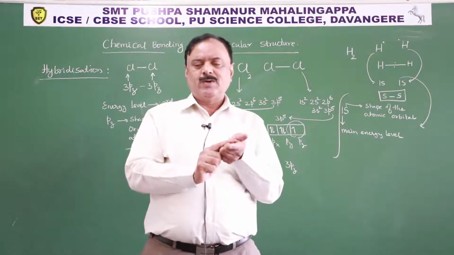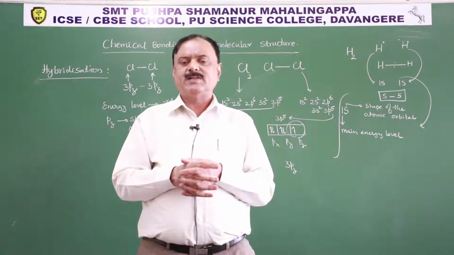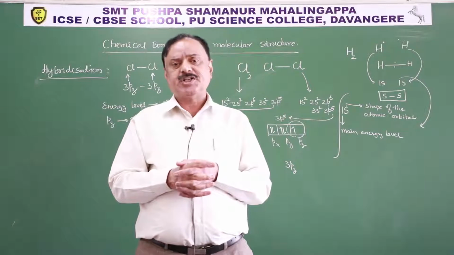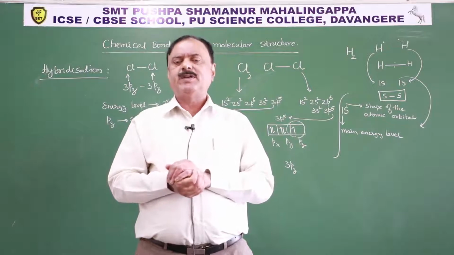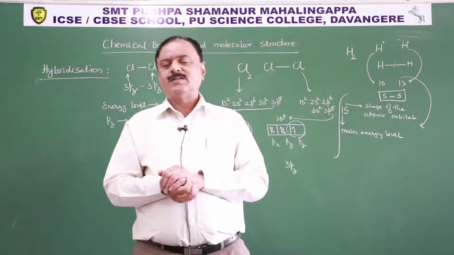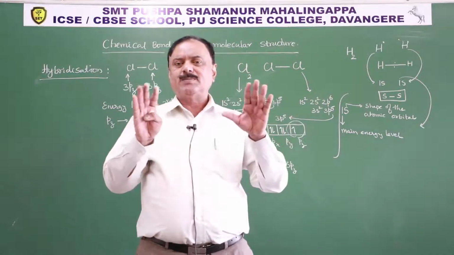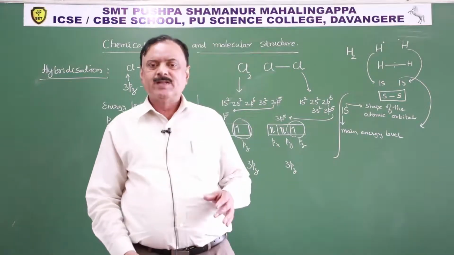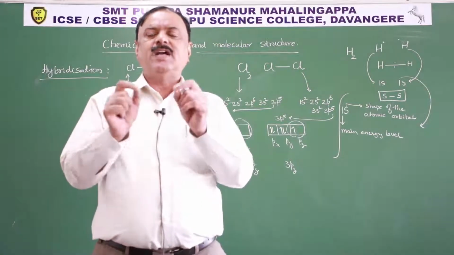Is it clear? Now, what is hybridization? The process of mixing up of the half-filled atomic orbitals of different energy levels and different shapes in order to give new hybrid atomic orbitals of equal energy level and equal shape is called hybridization. In simple terms, it is nothing but the process of mixing up of half-filled atomic orbitals. Very simple terminology.